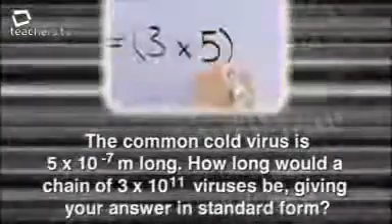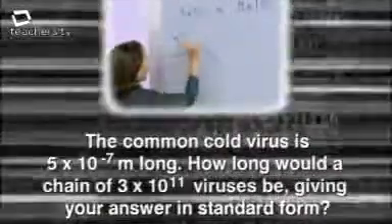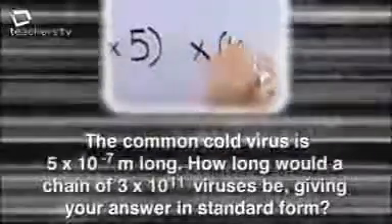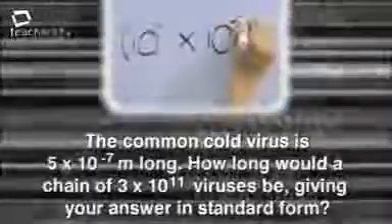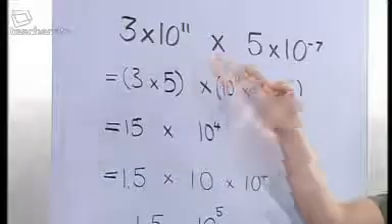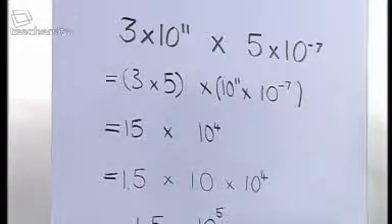Here's the question again. If the common cold virus is 5 times 10 to the power of -7 metres long, placed end to end, how long would a chain of 3 times 10 to the power of 11 viruses be in standard form? The calculation involves multiplying two numbers in standard form. 3 times 10 to the power of 11 multiplied by 5 times 10 to the power of -7.